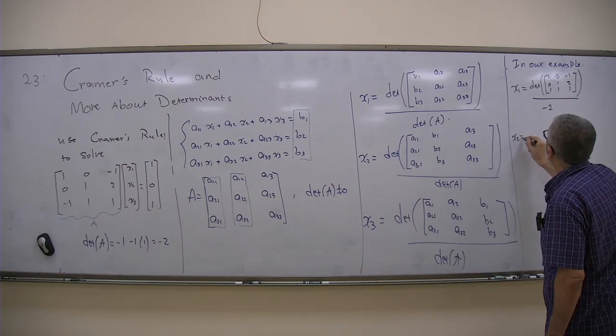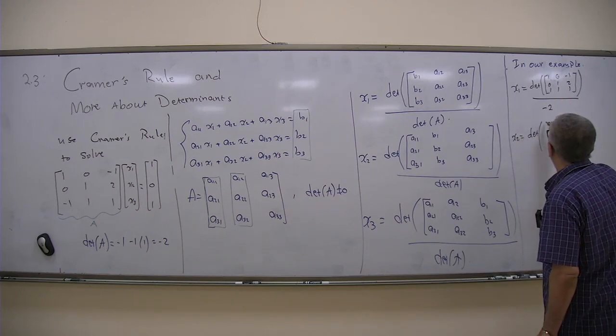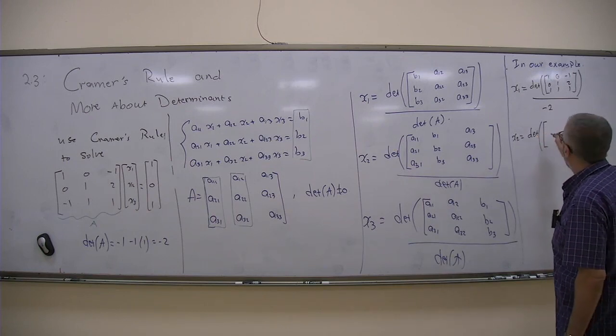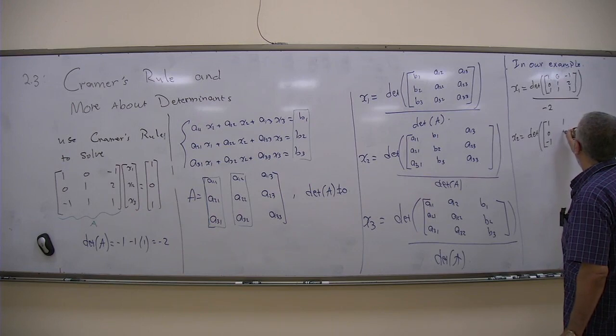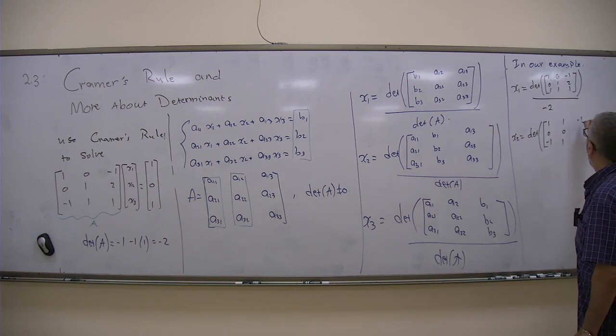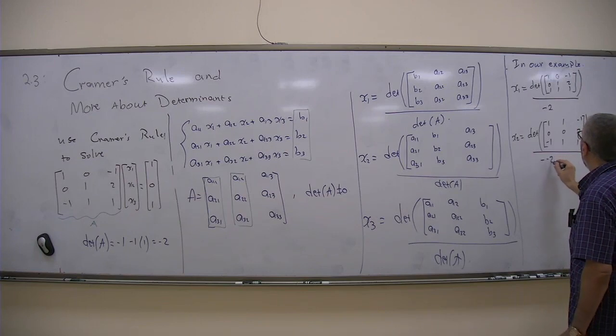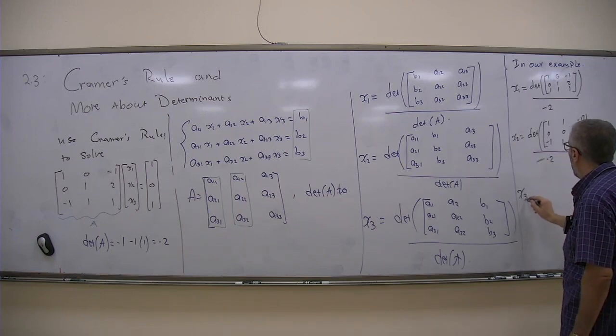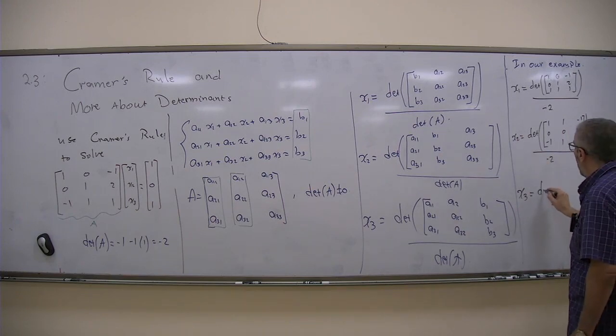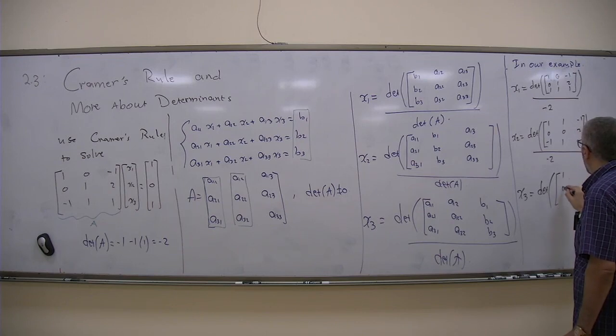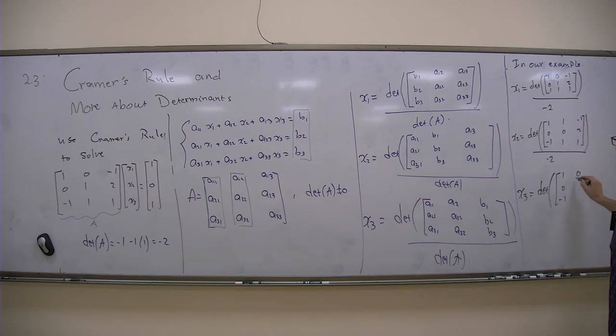Then you have x2 equals the determinant of 1, 0, negative 1, 1, 0, negative 1, here 1, 0, 1, and here negative 1, 2, 1, again over negative 2. Then x3 equals the determinant of 1, 0, negative 1, 0, 1, 1, and here you have 1, 0, 1, over negative 2. So you evaluate the determinant in the numerator in each one of them.